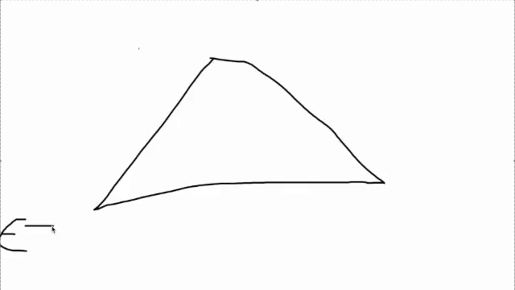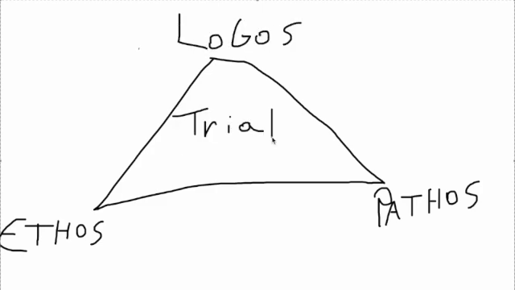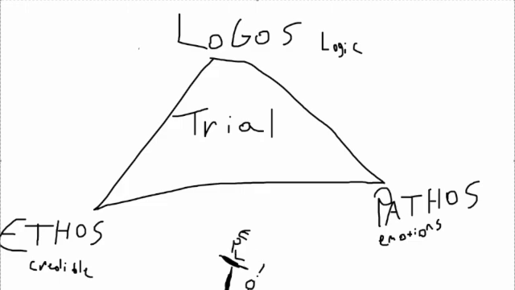Now we talk about ethos, pathos, logos, the holy trinity of legal persuasion. Ethos is the speaker's credibility. Does the jury trust the lawyer? Pathos is all about emotion. And logos is logic, the facts. And lawyers have to be able to balance all three of these.